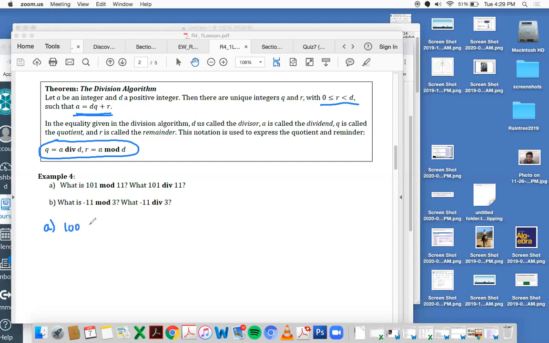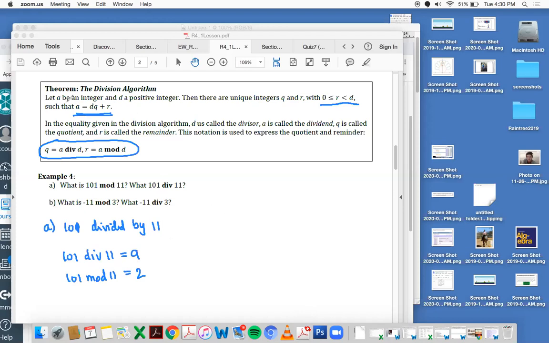Basically, we're going to take 101 and divide it by 11. 101 div 11 gives me the whole part of the division, right? So if I divide 101 by 11, I get 9. And the mod gives you the remainder. So I do the division, I get a 9, but then the remainder is going to be 101 minus 99, which is 2. So the 9 is the whole number and the 2 is the remainder.